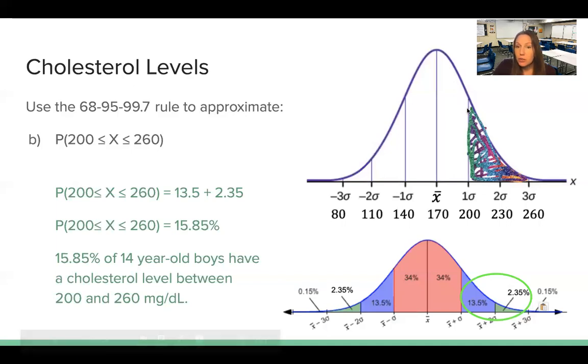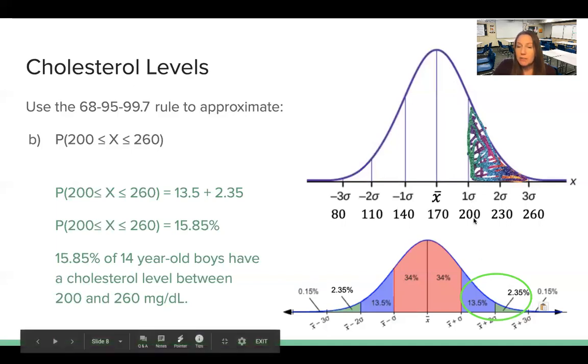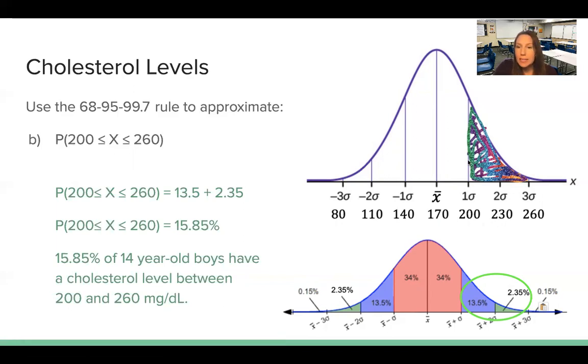So again, I used those two areas because those were the values that I was given, between 200 and 260. So 200 is my lowest point and 260 is my highest point. So if I add those percents together, I get the probability. The probability if the cholesterol level is between 200 and 260, I'm sorry, milligrams per deciliter for our cholesterol, would be about 15.8% of our data.